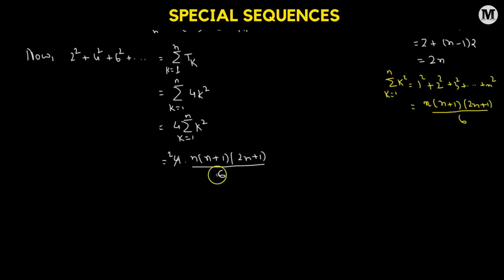So 2 times 2 is 4, and 2 times 3 is 6. And therefore, the final sum comes out to be 2n times n plus 1 times 2n plus 1, whole divided by 3. So this is going to be the sum of the series 2 squared plus 4 squared plus 6 squared all the way up to n terms.